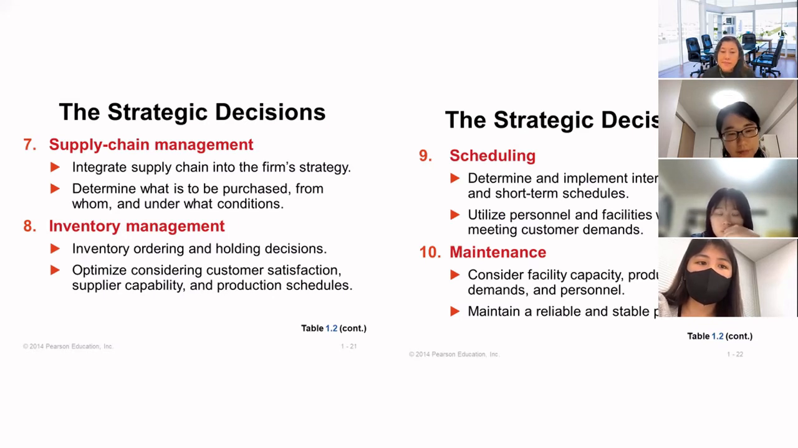If you keep too many, maybe damage, maybe no quality, maybe cannot use. Okay. And also you see the process very slow. Scheduling and maintenance. So these are strategic decisions in operations management.